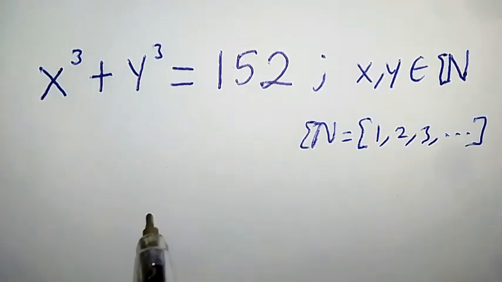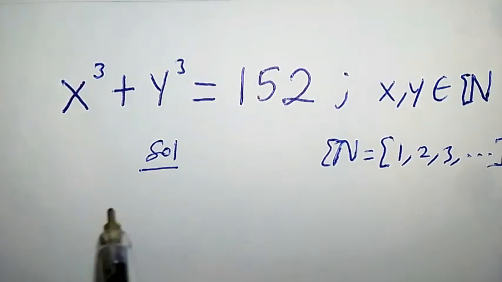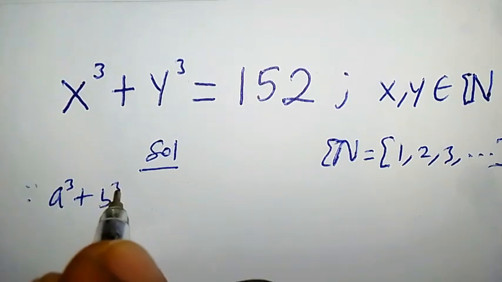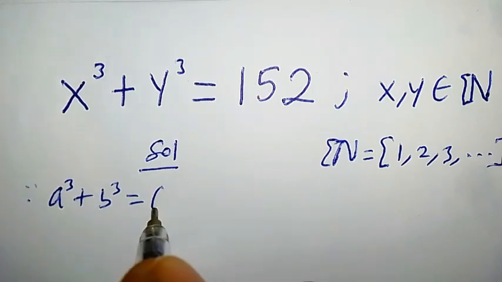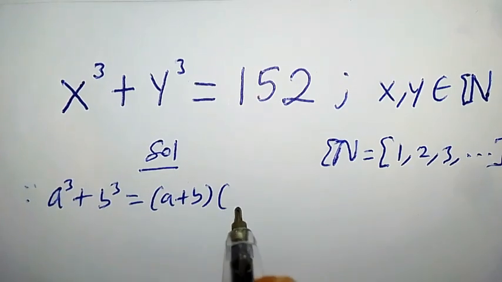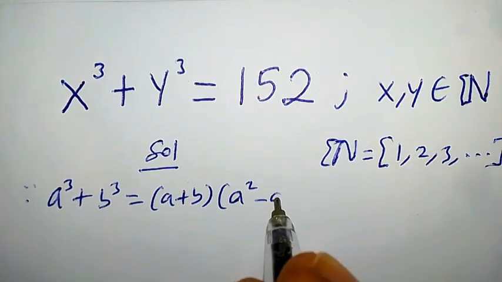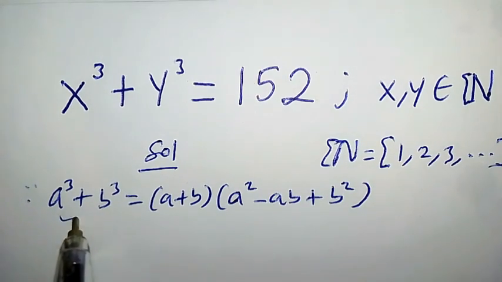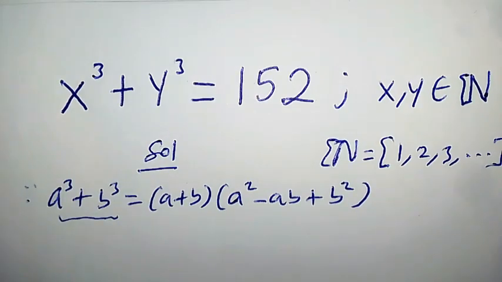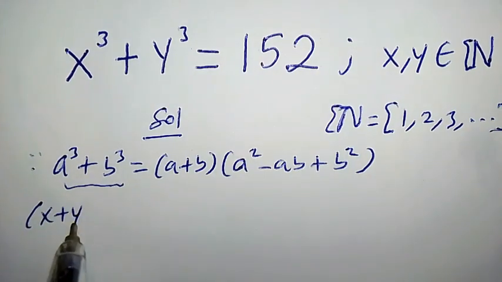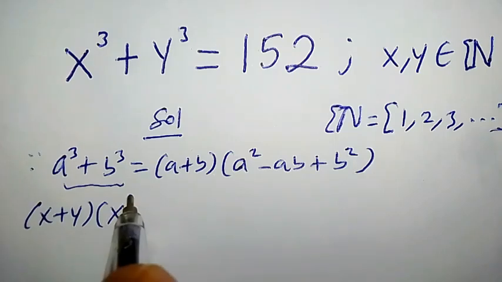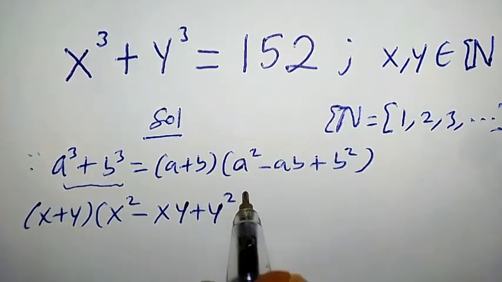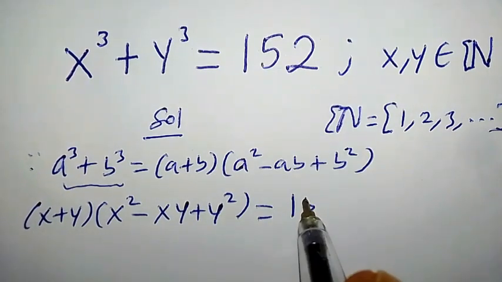Now, let's go ahead and solve. Solution. Recall that a to the power of 3 plus b to the power of 3 is equal to a plus b times a to the power of 2 minus ab plus b to the power of 2. By comparing this left hand side with this, we have x plus y times x to the power of 2 minus the product xy plus y to the power of 2 equal to 152.